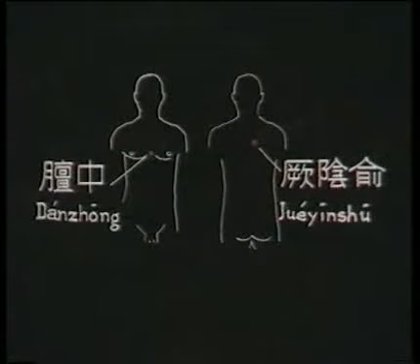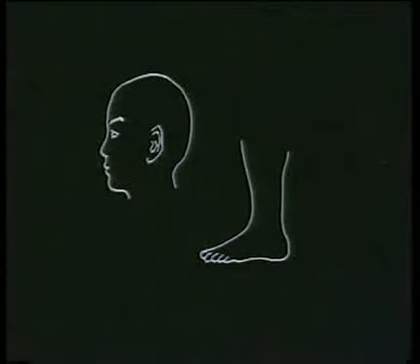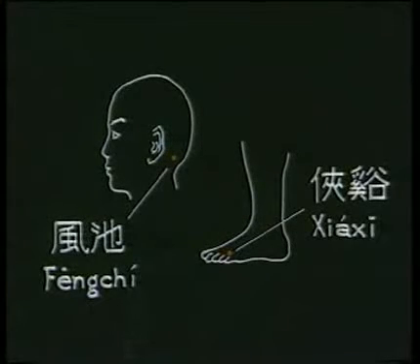3. Selection of anteriorly and posteriorly related points. It is also called combining abdomen and back points or yin and yang point selection. For example, Jueyinshu, Bladder 14, and Danzhong, Ren 17 can be chosen to treat heart pain. 4. Selection of superior and inferior points of the body. For example, to treat migraine, Fengchi, Gallbladder 20, and Xiaxi, Gallbladder 43, can be selected.